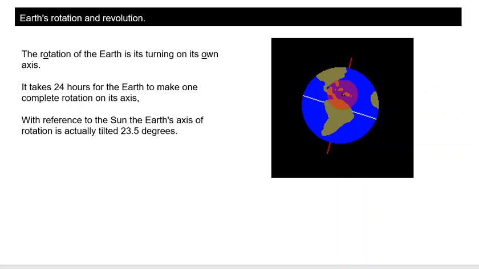So at certain points in the year, this half or this hemisphere of the Earth will be tilted towards the Sun, whereas this hemisphere down here will be tilted away from the Sun. So there's that slight tilt on the Earth's axis.